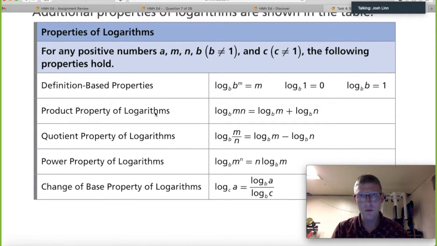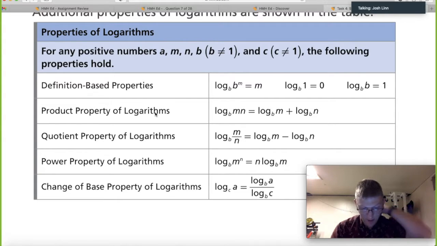So then the power property. This one's a little bit different than our exponents, but log base b of m to the power of n. Again, our base and our m do not match at this point. So what you can actually do is bring that n around front. That is a thing that you can do.